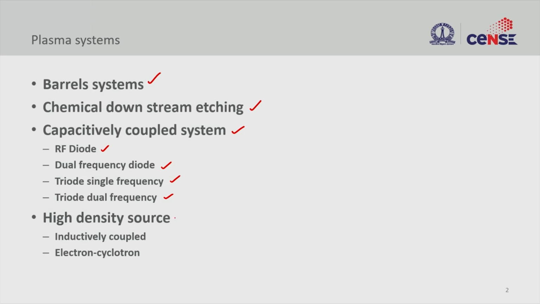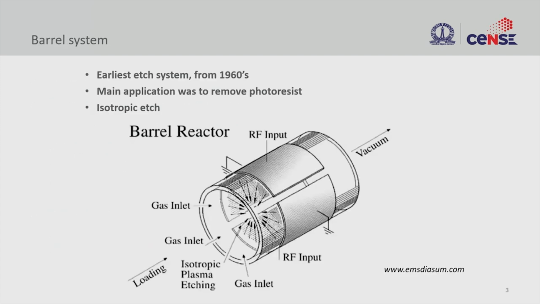The next is the high density sources, where we use inductively coupled plasma, right. So this is very different from the capacitively coupled configuration, and the electron cyclotron configuration as well, which creates high density plasma. In the capacitively coupled system, the plasma density is limited, right. We'll see the reasons why, and then justify the configuration change.